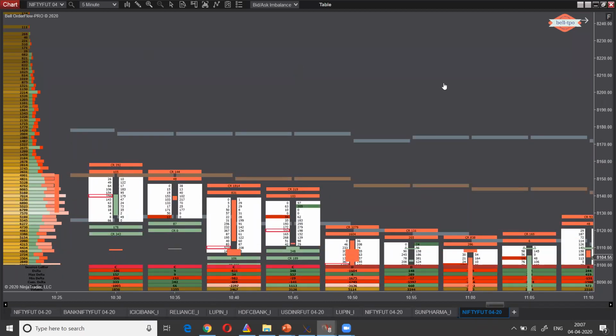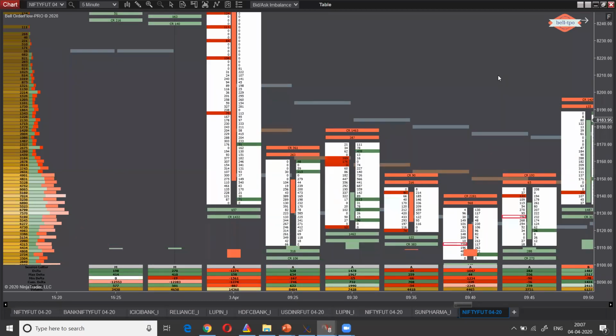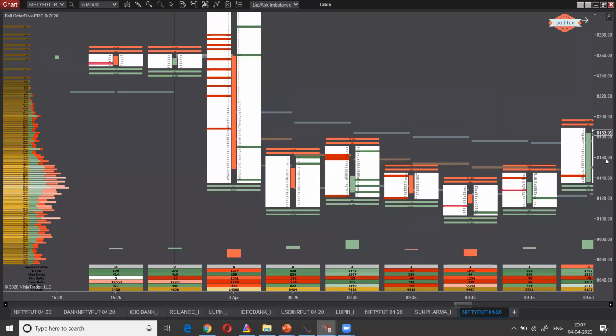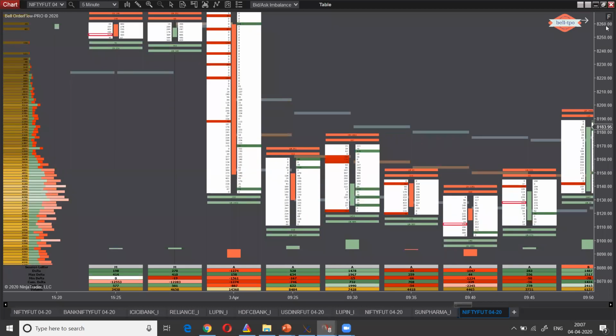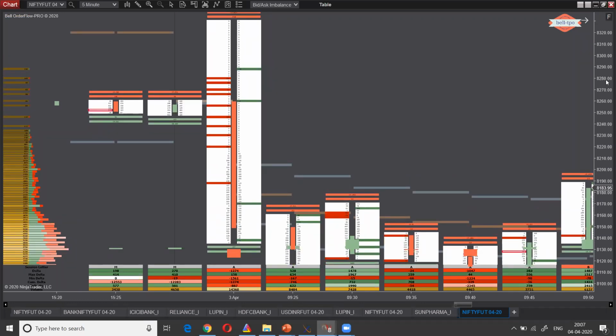What you can see from the order flow chart is the same candlestick, but it gives you a bifurcation of the buyers and sellers. So what happened last Friday? Last Friday we opened with a gap.